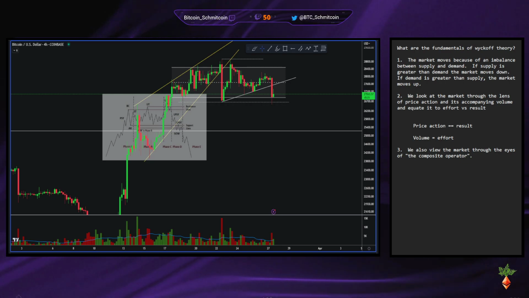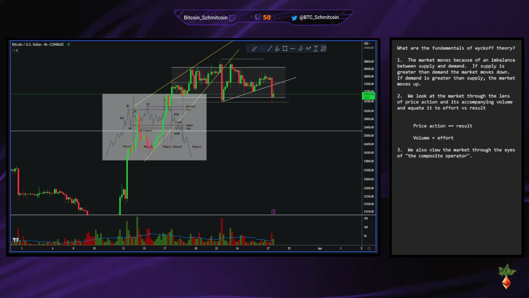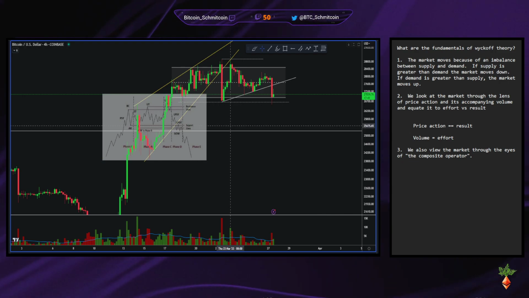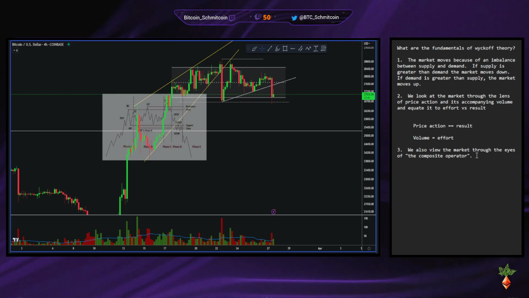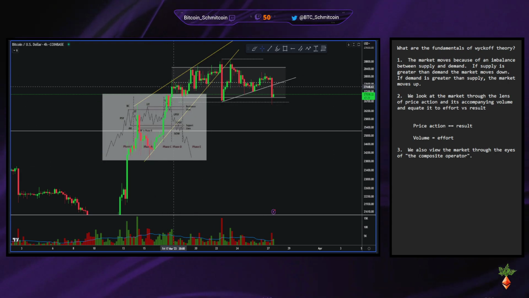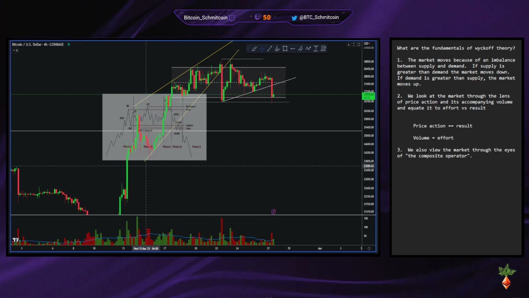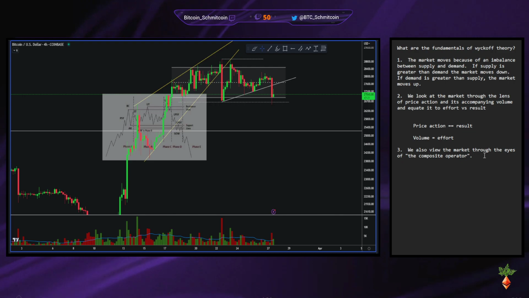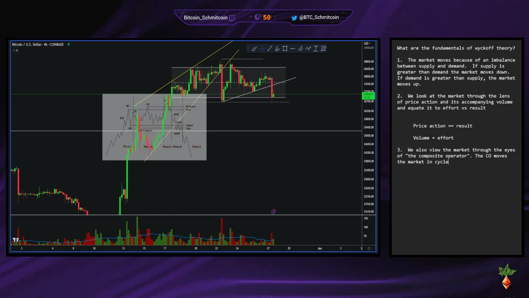And the composite operator is just this literary device that we use to lump all of these people pushing the market up. Those can be your Goldman Sachs, your Three Arrows Capital, rest in peace, whoever, that have a vested interest in pushing the market up. Rather than looking at each one, we look at it as one lump of people called the composite operator. And the composite operator, the CO, moves the market in cycles.